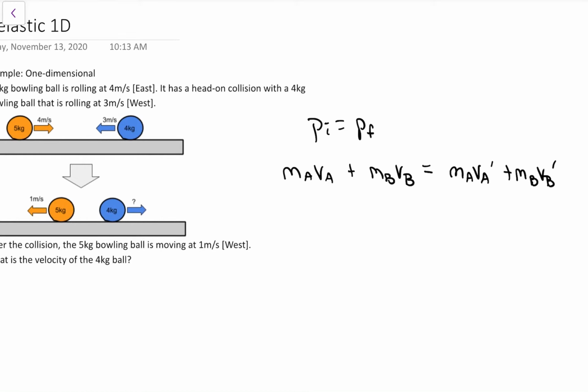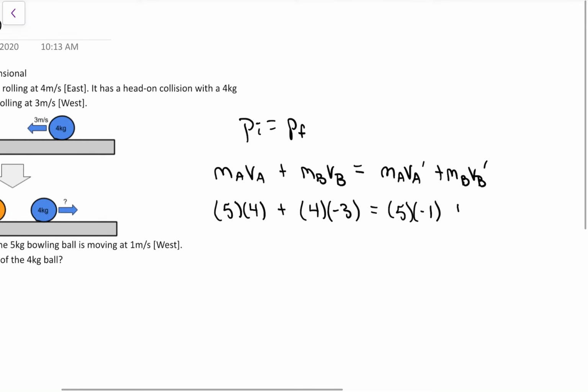I'm going to call the 5 kilogram as A, but it doesn't really matter. We've got a 5 moving 4 to start. We've got a 4 moving 3, but the 3 is in the opposite direction, so it's critical that we make that 3 negative. If not, you're going to get a completely wrong answer. After the fact, I know that the 5 is moving 1 in the same direction as the 3 was, so it's got to have the same sign, and I don't know how fast the 4 is going.